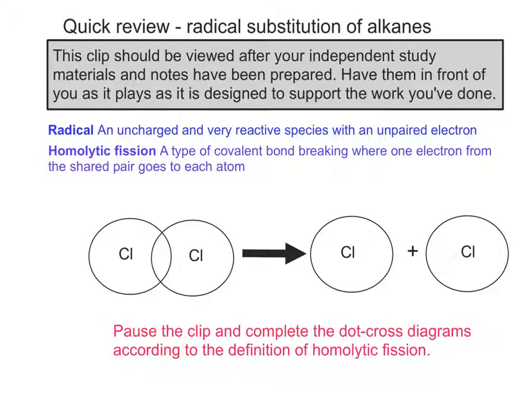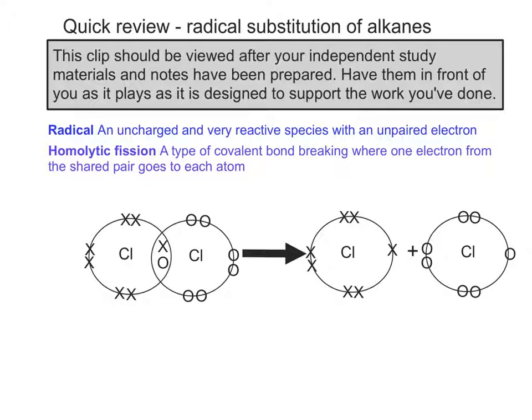So the thing to do now is to copy this out and see if you can complete the dot-cross diagrams according just to the definition of homolytic fission. So one electron from the shared pair goes to each atom, so the covalent bond is broken. So hopefully you also came up with this idea. Each of the electrons in the covalent bond went back to the atom that it came from.